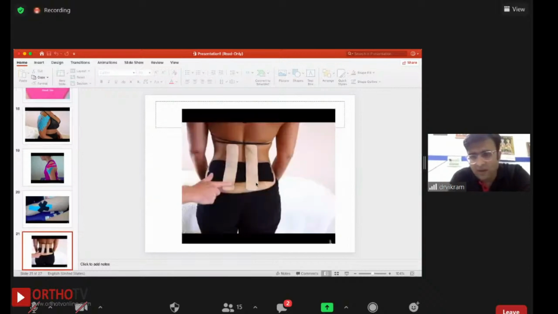This is for your back pain. In this we put two I-shaped tapes parallel to each other over the pain area, and then we put tape on the erector spinae. When we are putting a tape on the erector spinae, there should always be a fold. If the fold is there, then only the muscle would be folded and stabilized.